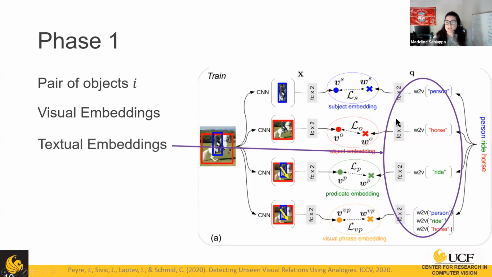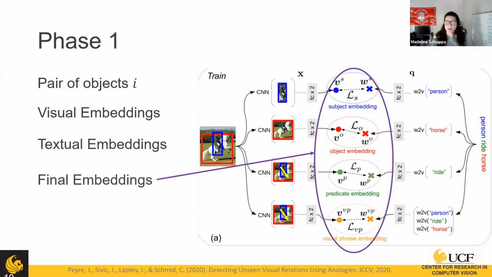We do similar to the text version of the triplets. So they use a word to vector that was pre-trained on Google News to extract feature space for the text using object, predicate, and subject, but also the visual phrase as a whole, where they concatenate the word to vector features for each.